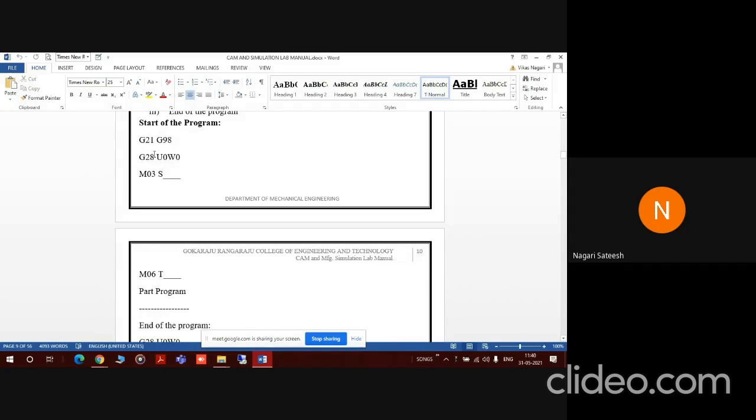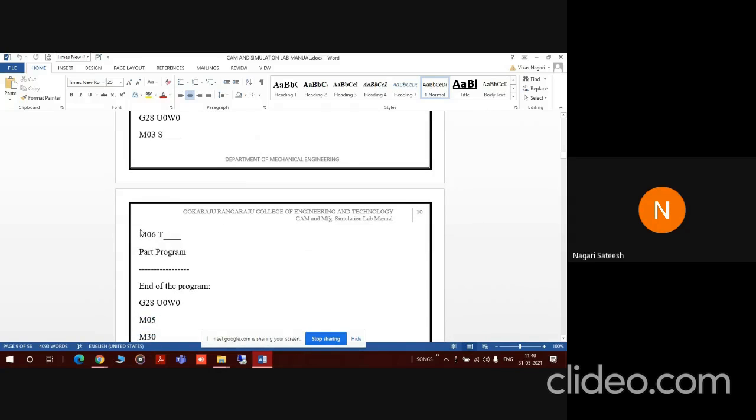For the start of the program, you have to use four steps. G21, G98. G21 means the dimensions are in mm mode, and G98 means wherever the feed is used, it is in mm per minute. G28 U0 W0 means machine zero: wherever the cutting tool is, it will go back to home zero. M03 is spindle start rotation in the clockwise direction, seen from the left-hand side of the tool, and the speed is given as RPM.